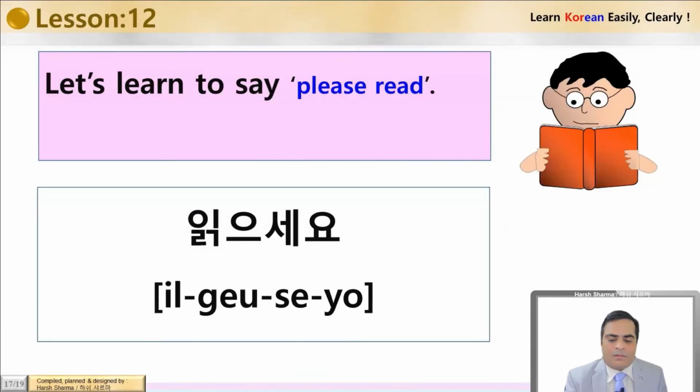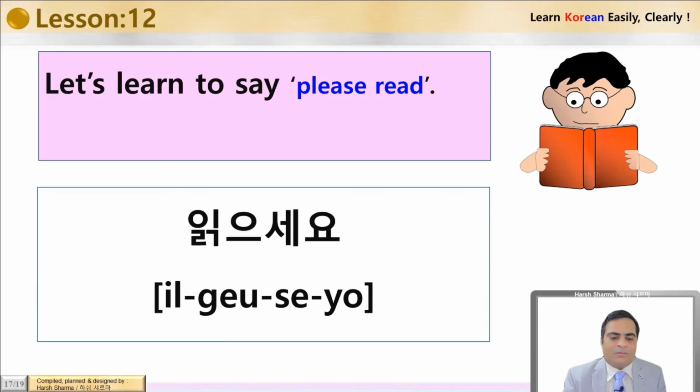Very good. Let's learn a new expression today. How to say please read in Korean is ilguseo. When you see this word ilguseo, see the spelling carefully. What is there? There is a double Pachim also.